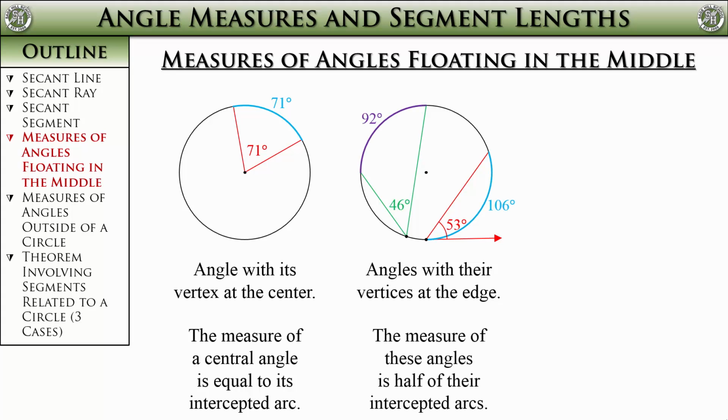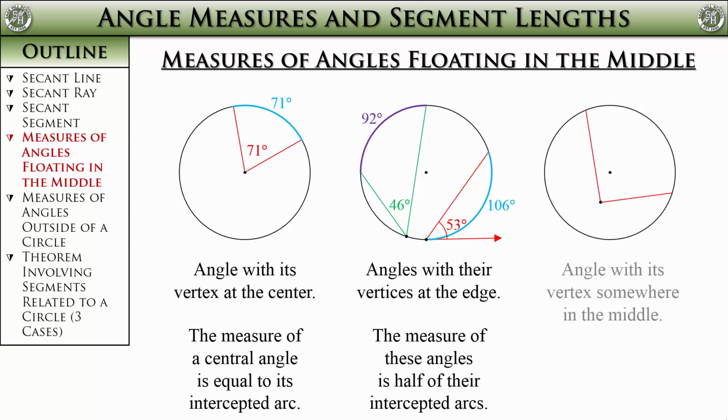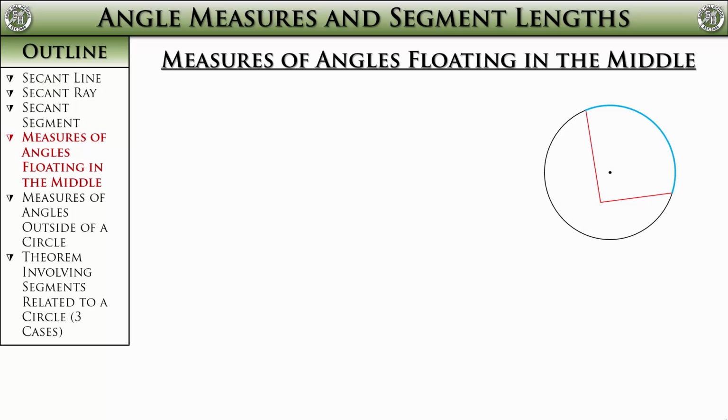If we have an angle inside of the circle whose vertex isn't at the edge and isn't at the center, then it has to be something like this. This is what I mean by an angle floating somewhere in the middle. Now we just need to figure out how their measure compares to the intercepted arc. But those are the 3 types of angles that are inside of the circle.